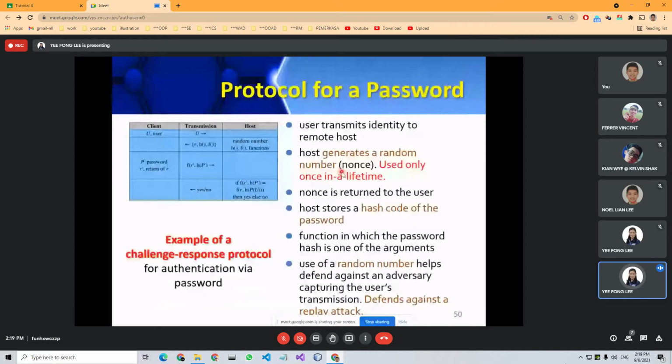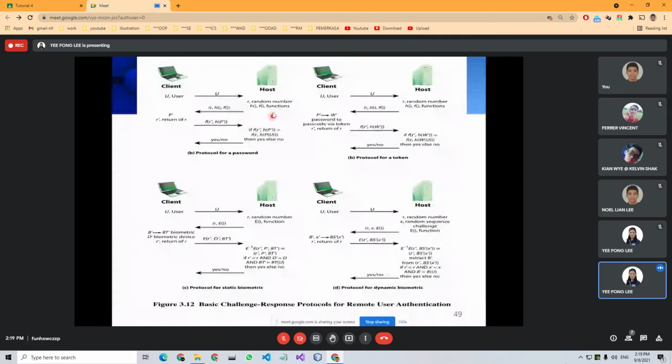The actual protocol could be more complex, but from our diagram here, the user first might transmit her identity to the remote host. And the host might generate a random number. The random number here is R. This random number is called a nonce. This random number might be returned to the users.